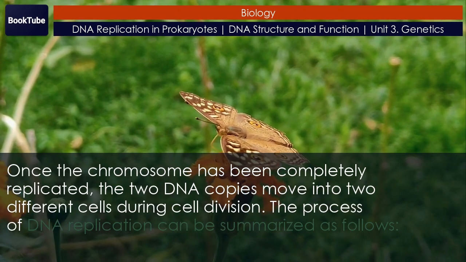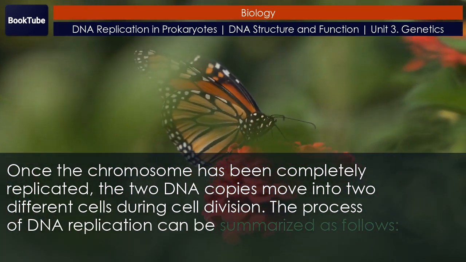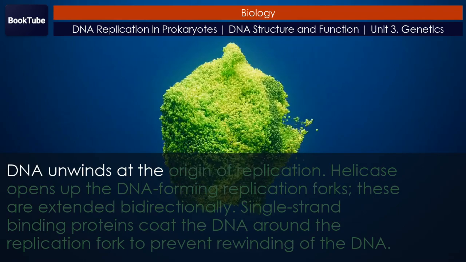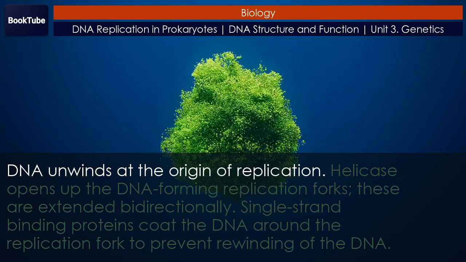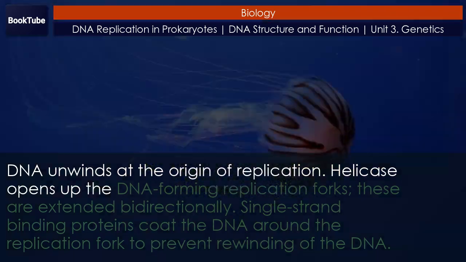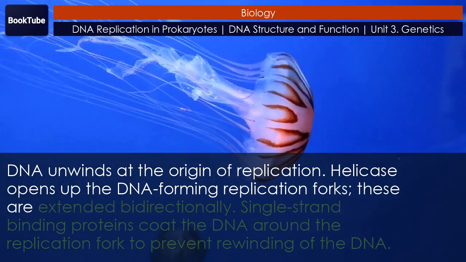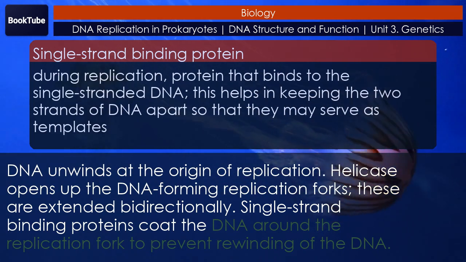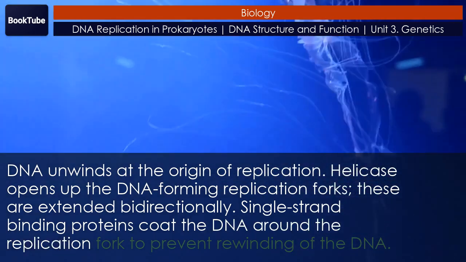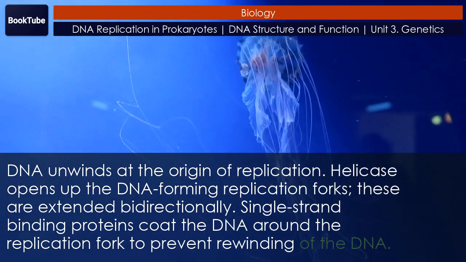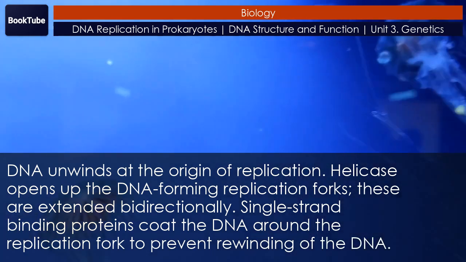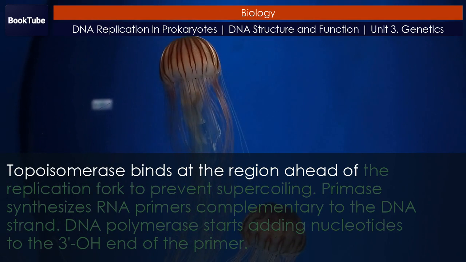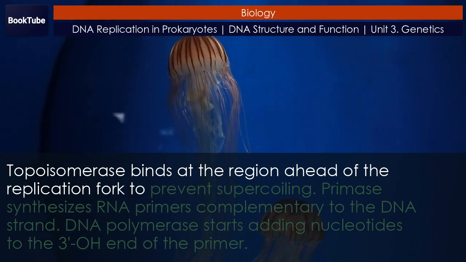The process of DNA replication can be summarized as follows. DNA unwinds at the origin of replication. Helicase opens up the DNA, forming replication forks. These are extended bi-directionally. Single-strand binding proteins coat the DNA around the replication fork to prevent rewinding of the DNA. Topoisomerase binds at the region ahead of the replication fork to prevent supercoiling.